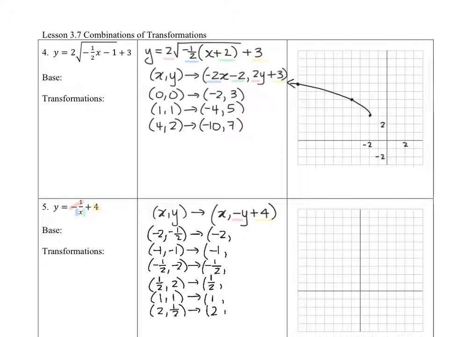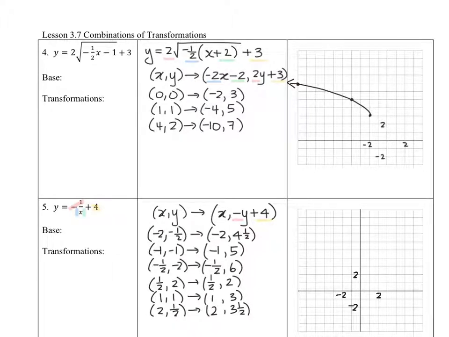So we'll have -0.5 plus 4, so that's 4.5. +1 plus 4, 5. +2 plus 4, 6. -2 plus 4, 2. -1 plus 4, 3. -0.5 plus 4, 3.5. Okay. So then once we have those points, we'll be able to plot them down along with our asymptotes.